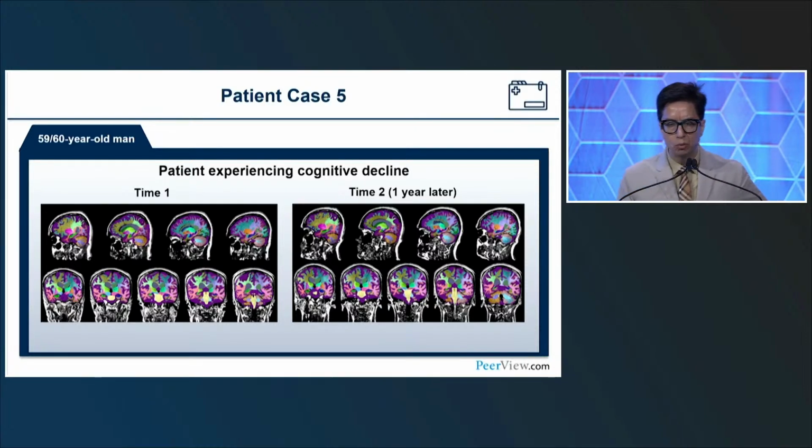And let's go into an actual case where we show an example of applying some of the advanced sequences that I was talking to you about earlier. This is an example of an individual experiencing cognitive decline over a 1-year time course. This is somebody in their late 50s to early 60s.